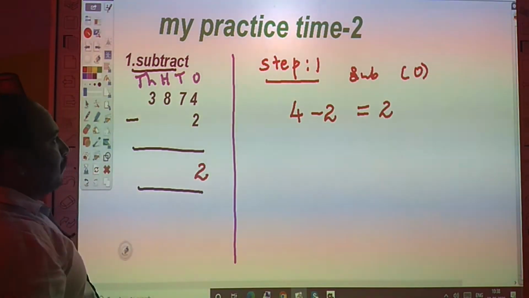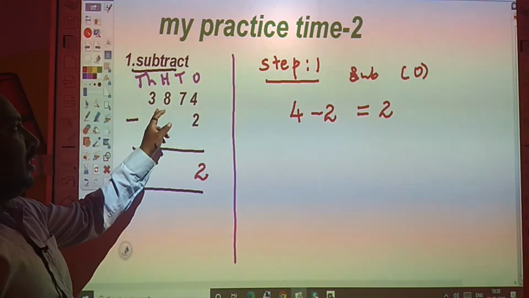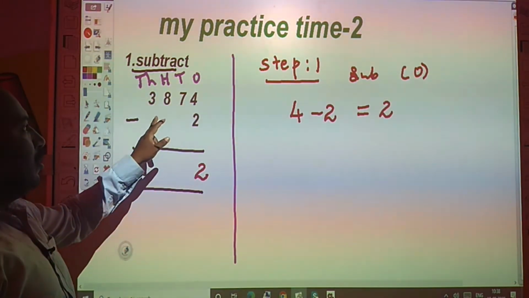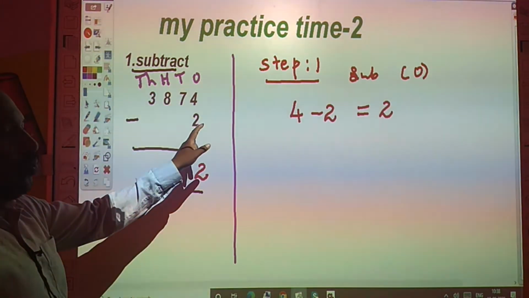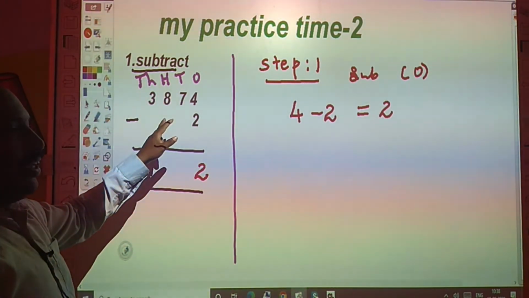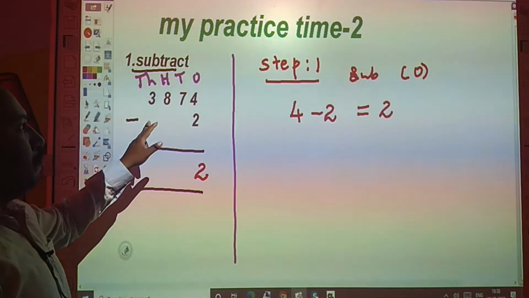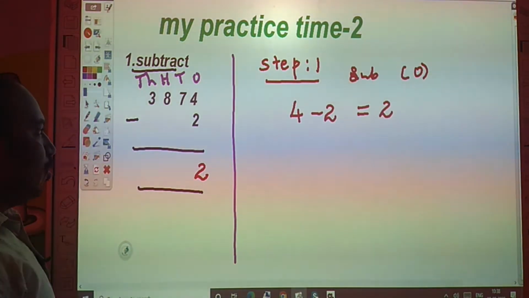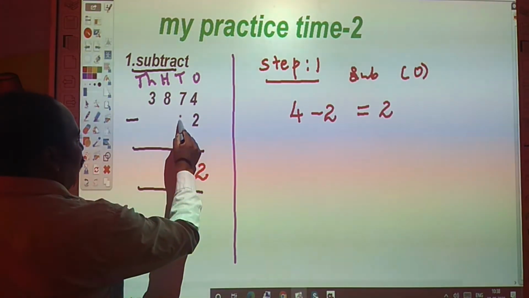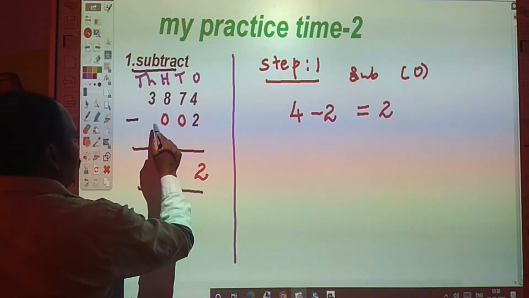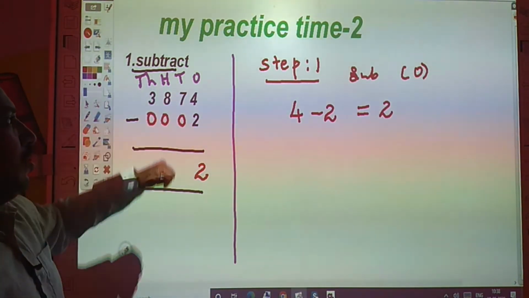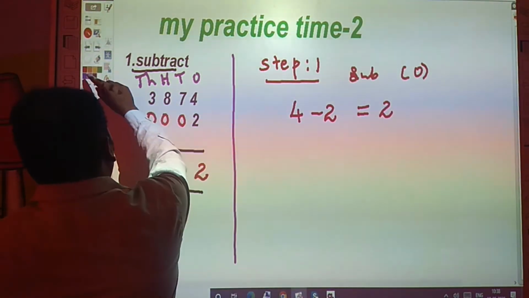The next lesson, the first row is 3874. Then the second row has only 2. Here in the tens place, hundreds place and thousand place, it's nothing, so we take 0. Nothing means 0. We take 0, 0, 0. So now we want to subtract the tens place.